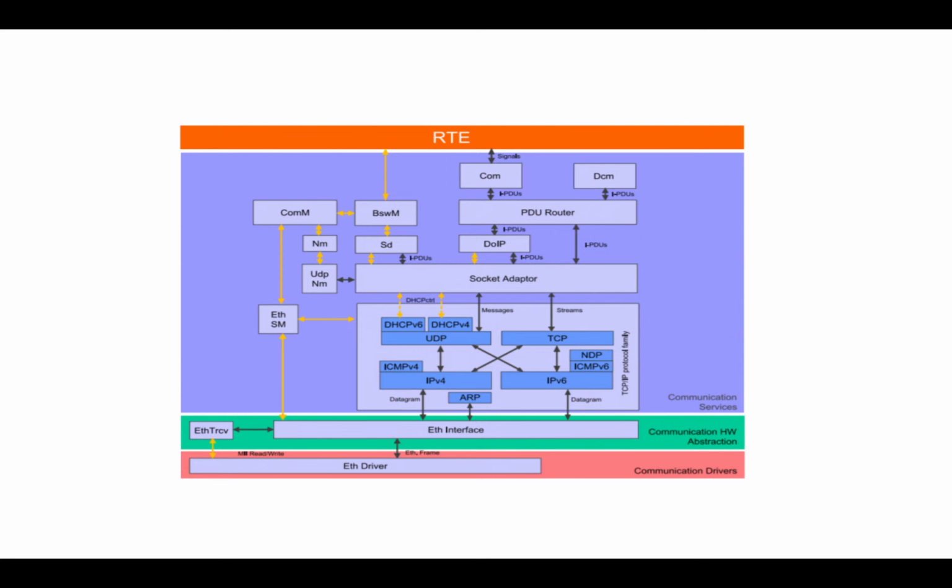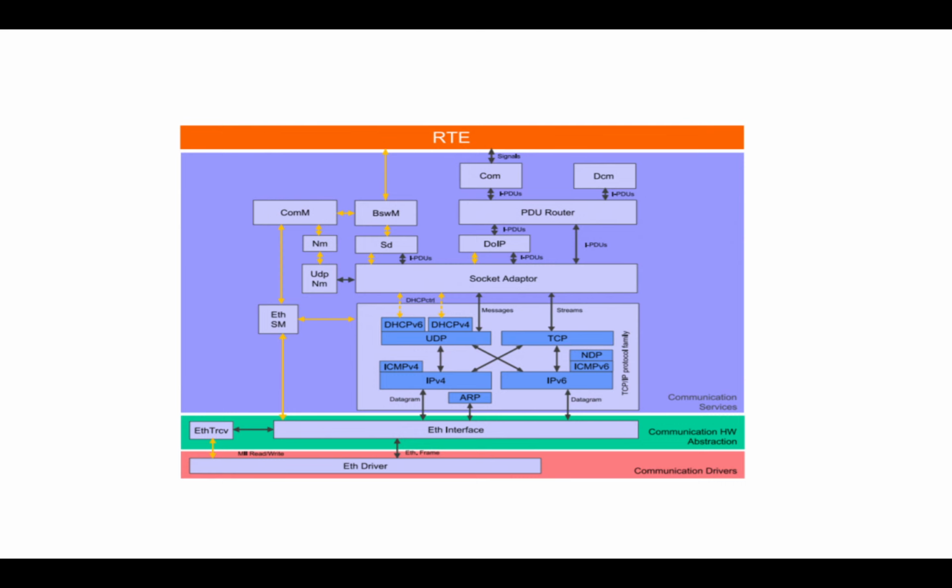If it wants to send the signal, then the flow would be something like this. Firstly, it comes out from the RTE and reaches the COM as a signal. Then the COM converts it into an IPDU, and it reaches the PDUR.